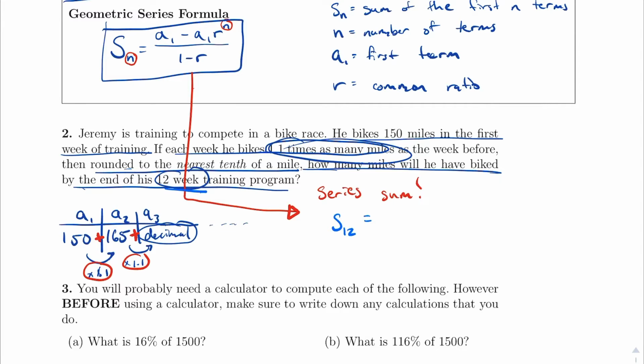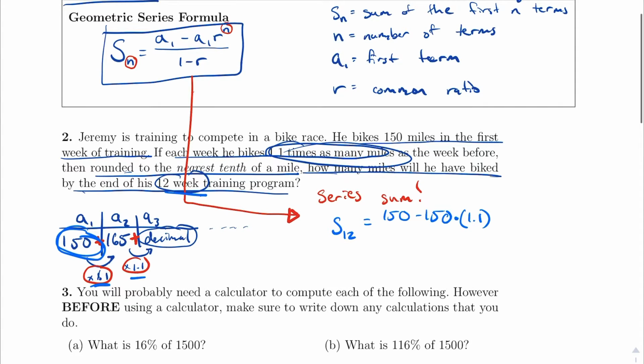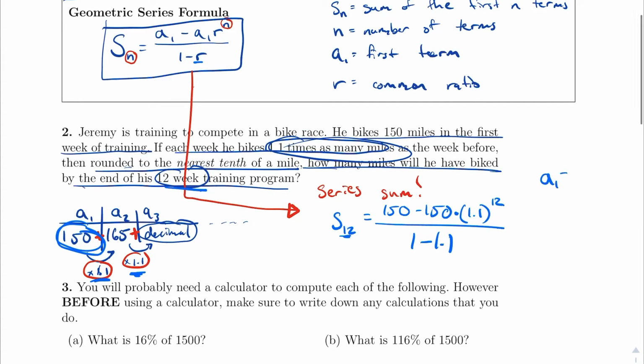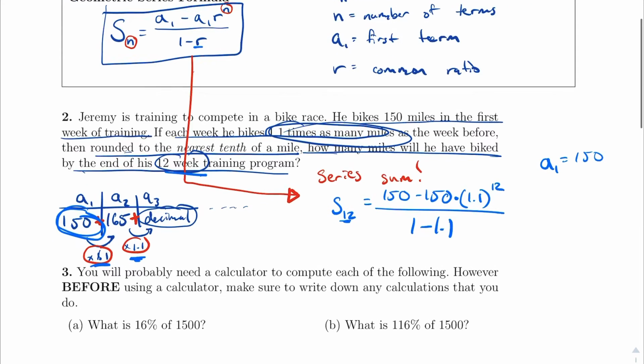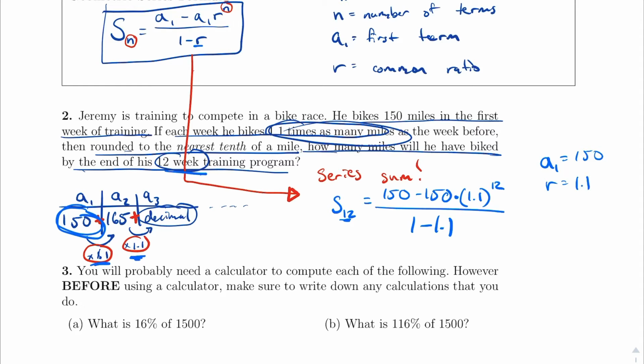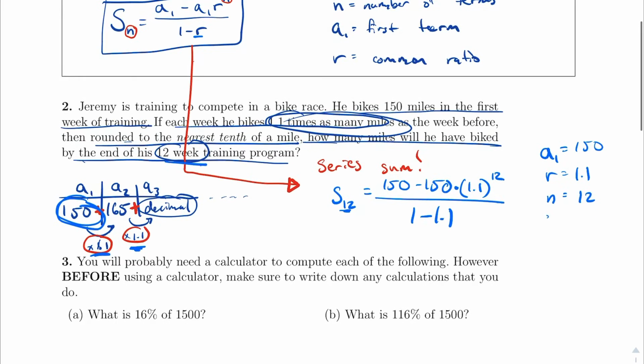So that will give us the sum of the first 12 weeks, since 12 weeks is his training program. S sub 12 is equal to the first one, 150, minus the first one, 150, times r, the common ratio, 1.1, to the nth power. Since it's 12 weeks, it's 12 as the power, all over 1 minus r. And r is the common ratio. So just off to the side, identifying the variables because it might be useful: a1 was 150, r was 1.1, n was 12, and s sub n is the thing that we're looking for.